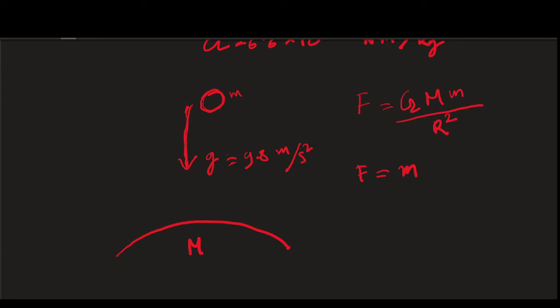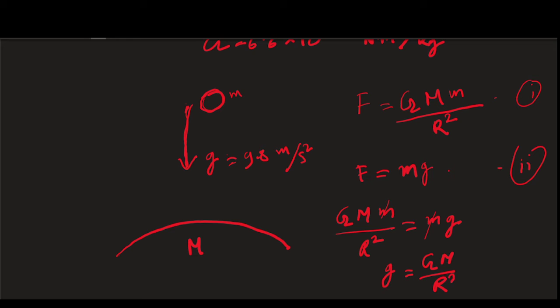So we can replace A by small g. Now, by equating these two equations, we will get capital G into capital M into small m divided by r square is equal to small m into small g. Now, we will cancel the small m. Then what do we get? The small g is equal to capital G into M by r square.